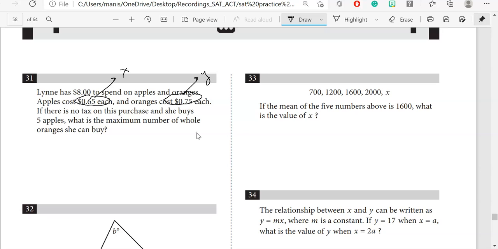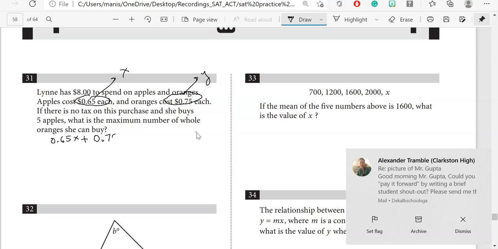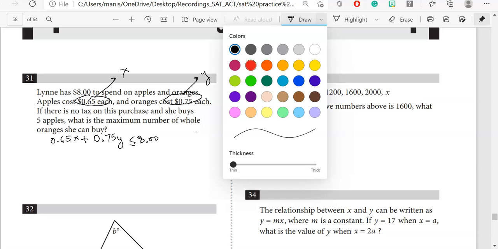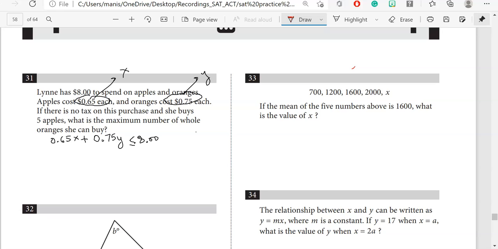So we'll get an inequality in the form of 0.65x plus 0.75y less than or equal to $8. Now, what is given in this question is that Lynn purchases 5 apples. So I will replace this x by 5. So it will be 0.65 times 5 plus 0.75y less than or equal to 8.